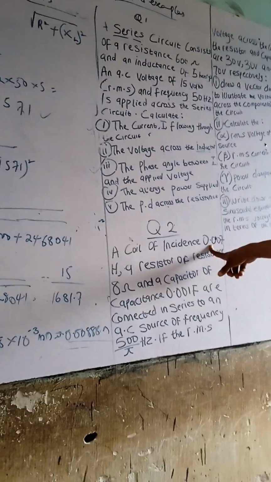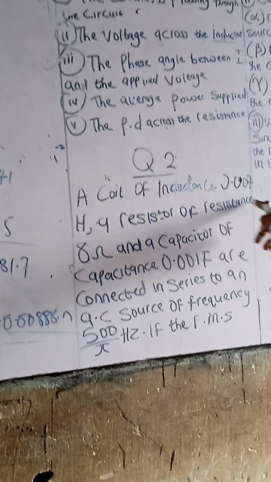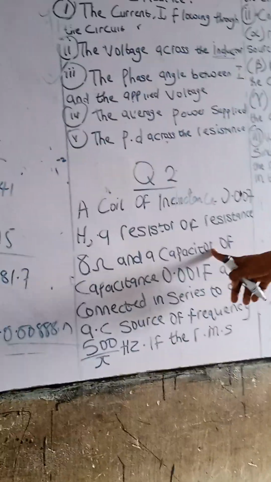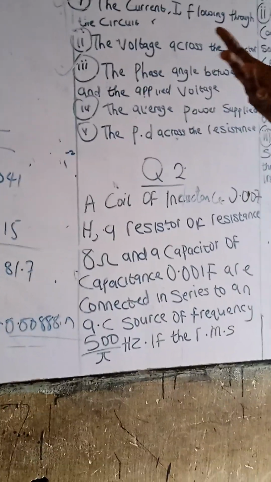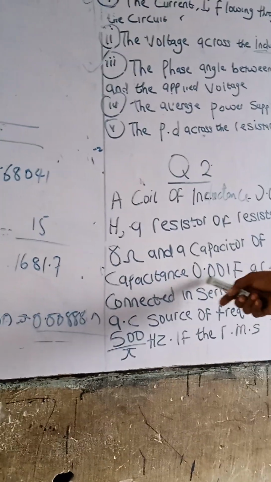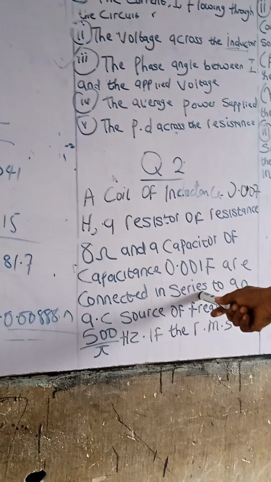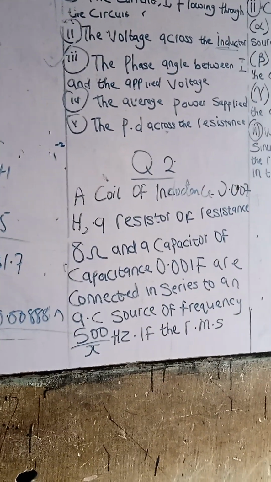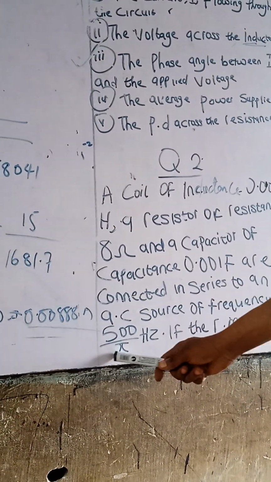A coil of inductance 0.007 henry, a resistor of resistance 8 ohms, and a capacitor. This one now has the 3 of them as components. So resistor is there, inductor is there, capacitor is there. The capacitor value is 0.001 farad, connected in series. Series means all of them must have equal amount of current, to an AC source of frequency 500 over pi.